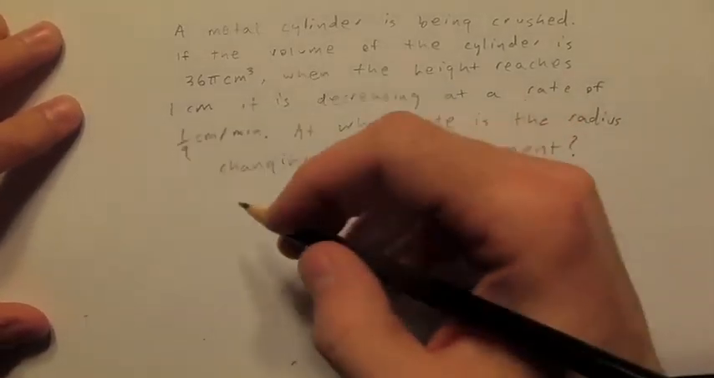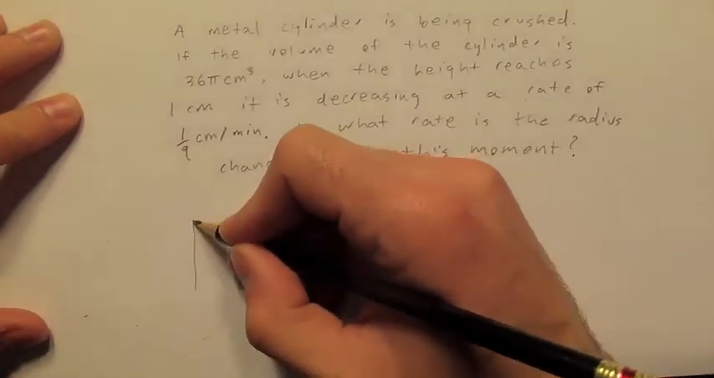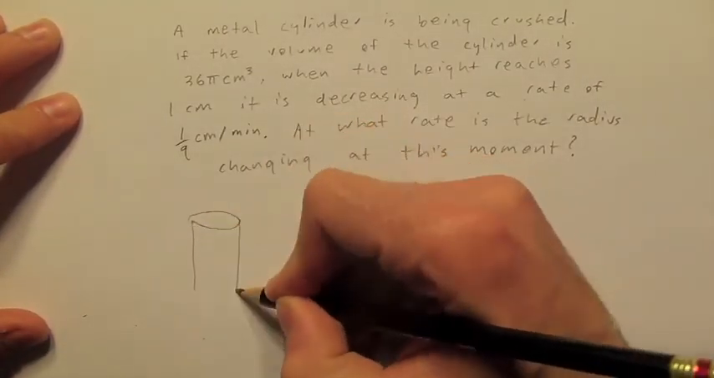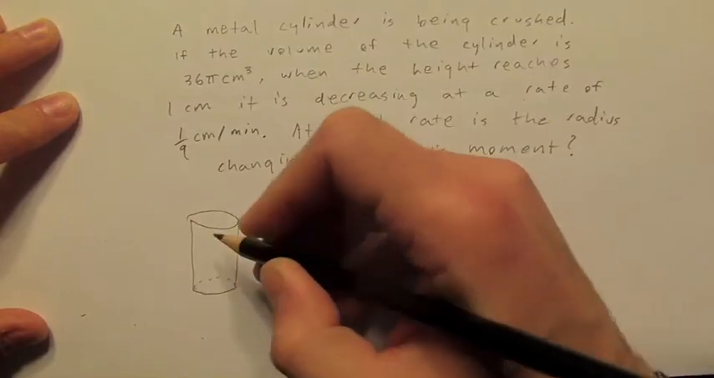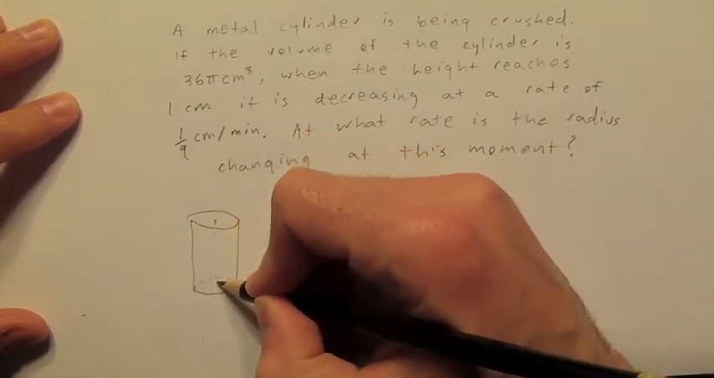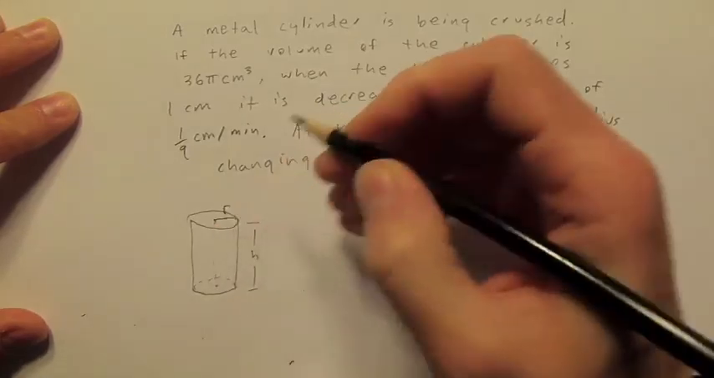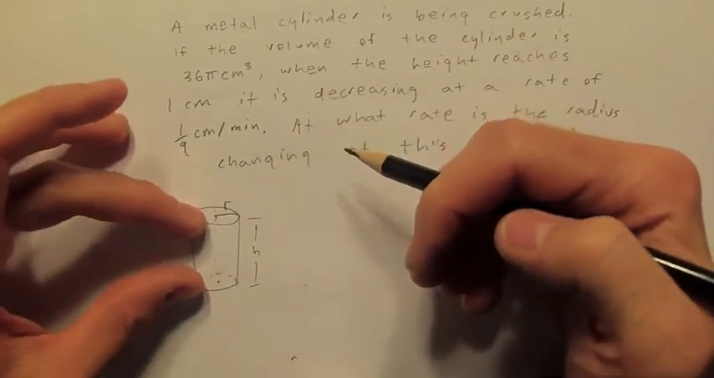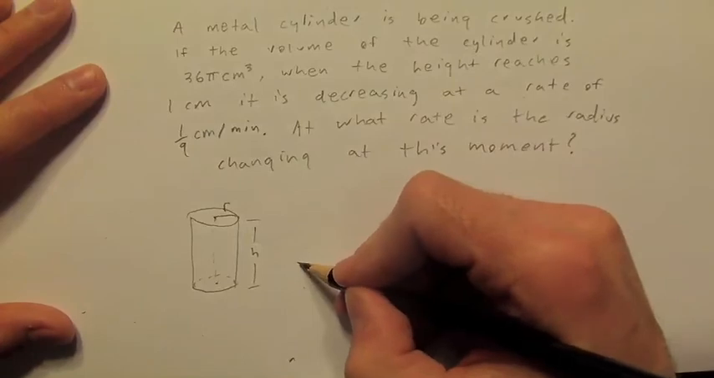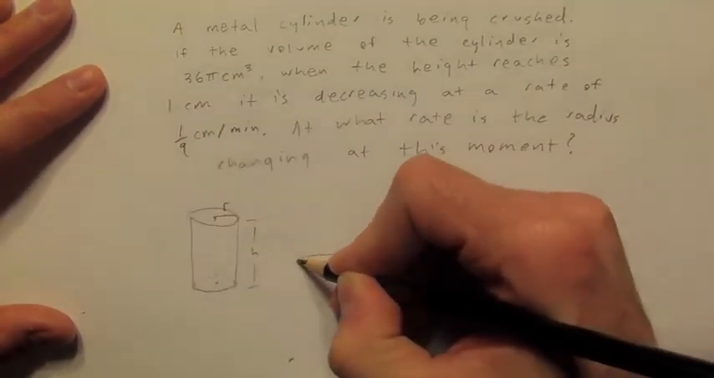So here's basically what's going on. I have this cylinder, let's say it looks like this. So we've got the height, and we've got the radius, and it's being crushed over time. So eventually it's going to look more like this.